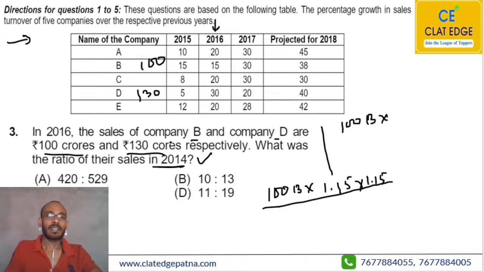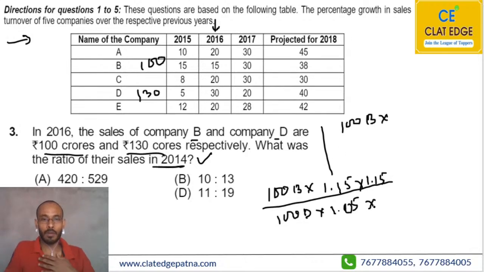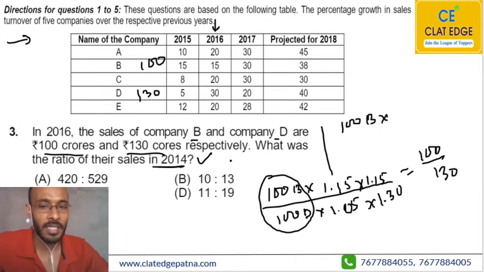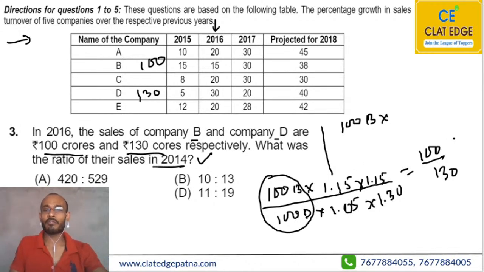divided by the same here for D. This is 100D into 1.05, into 1.3, or you can say 1.30. And that is equal to 100 crores divided by 130. So let this be as it is, because we need to calculate what was the ratio of their sales in 2014. Let's say this is as it is and just take everything on the other side of the equal sign.